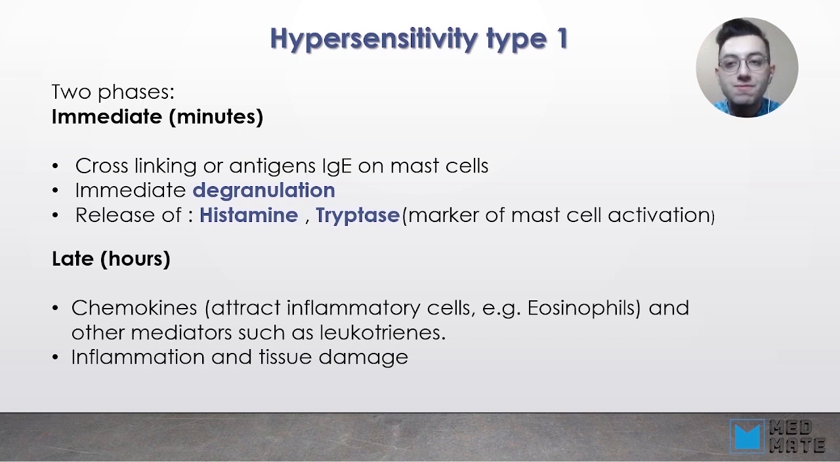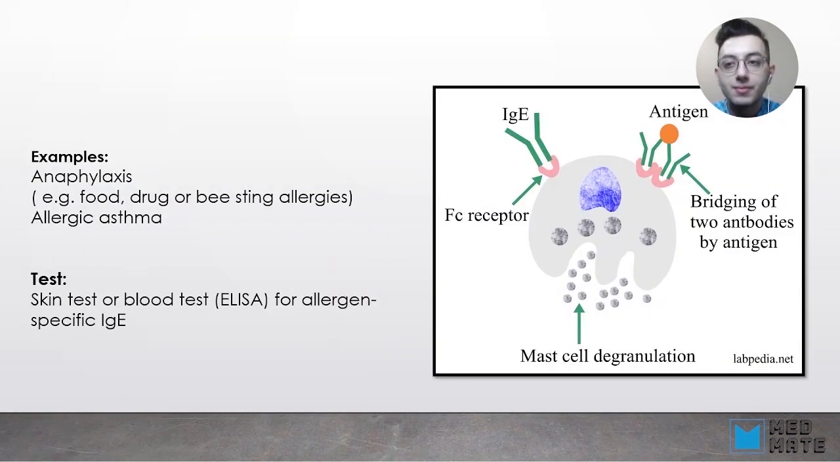There is also a late phase which happens after hours. It's due to release of chemokines that attract inflammatory cells like eosinophils and other cells that mediate leukotrienes. Inflammation and tissue damage are also present in the late phase. Examples of type 1 hypersensitivity are anaphylactic shock, which can be induced by drugs, bee stings, allergies, or food. The tests we can perform are skin tests and blood ELISA for allergen-specific IgE.